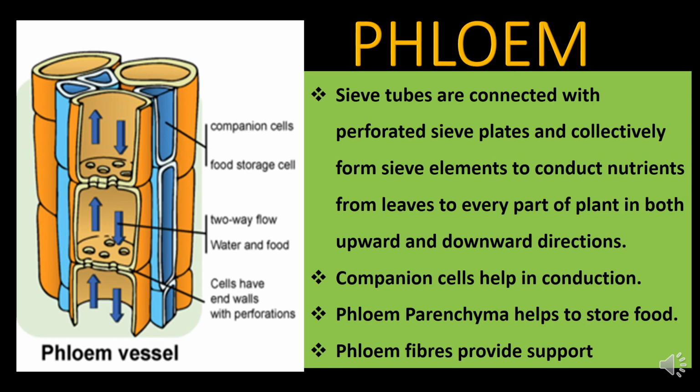Companion cells are called companion because they provide help in conduction by storing the material which they collect from the leaves for some time, and then they shift that material to sieve elements which get transported further. In this way they provide help in conduction. Phloem parenchyma helps to store food for different components of phloem, and phloem fibers, being lignified, provide mechanical support to phloem vessels.